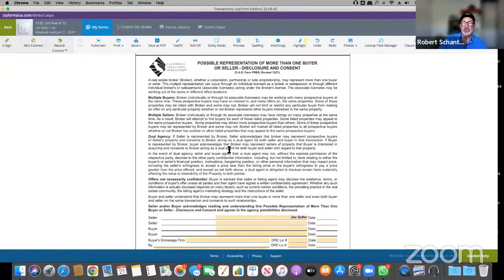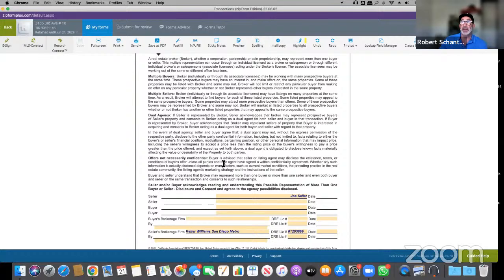And then the third part of this form is dual agency. If a seller is represented by the broker, the seller will acknowledge that maybe a buyer might come from within the buyer pool within our own brokerage with another agent. And that's what dual agency is, where we represent both the seller and the buyer in a transaction. And you're giving us permission for that to be okay. So when we take it to market, you're okay if we bring a buyer and one of my cohorts at KW Metro finds the buyer.